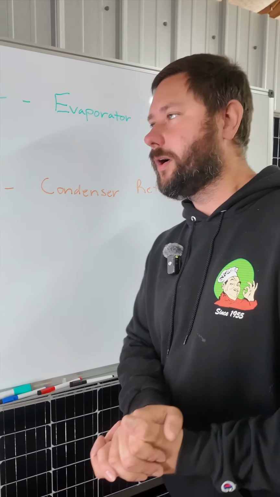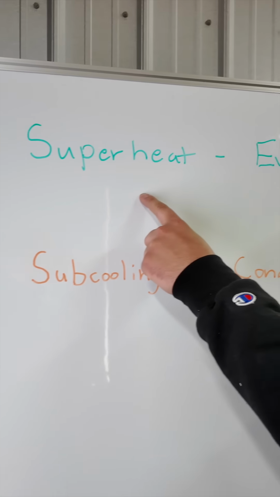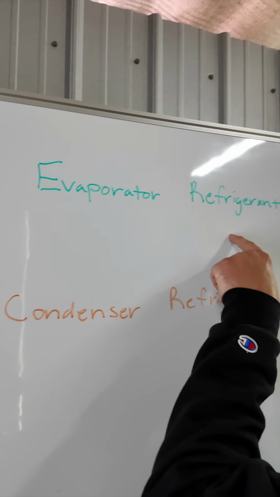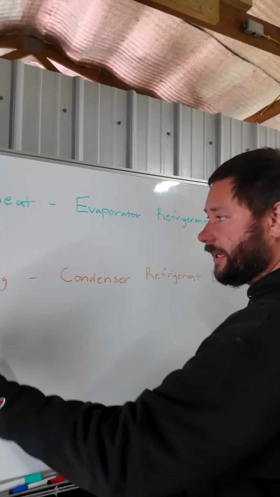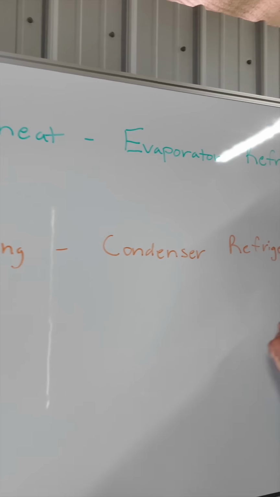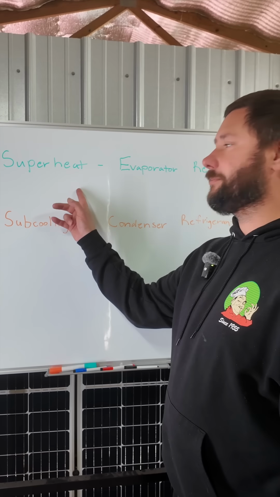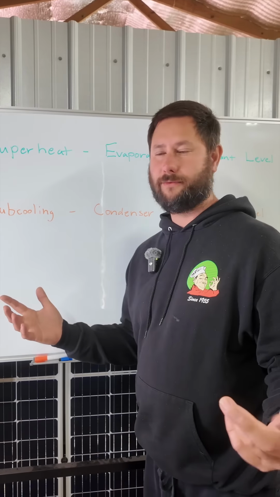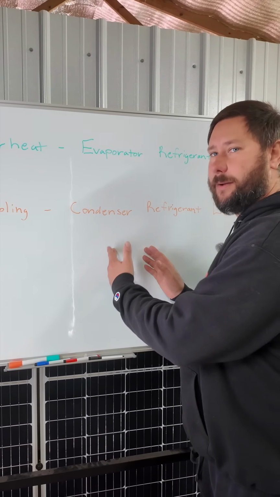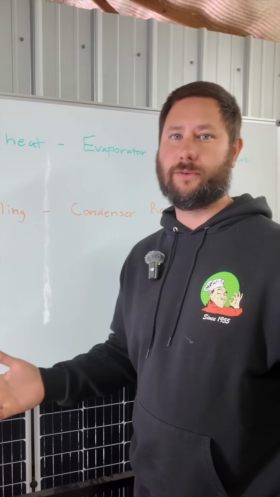Let's keep this simple. What does it mean? First, superheat to me is the evaporator refrigerant level. Subcooling is the condenser refrigerant level. Superheat is what's happening in the evaporator. How much refrigerant do we have? Subcooling is what's happening in the condenser. How much refrigerant do we have?